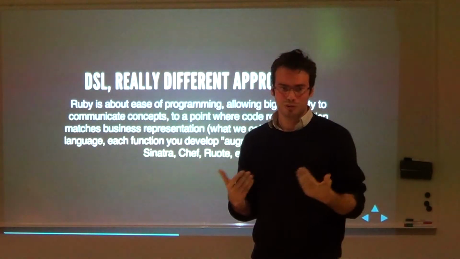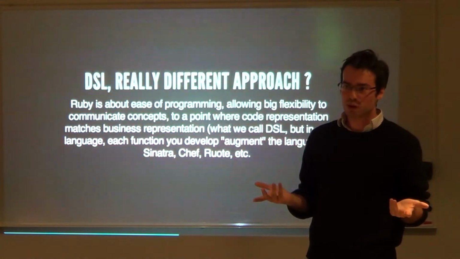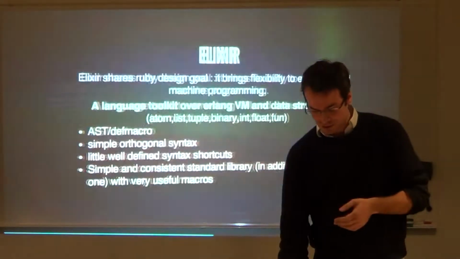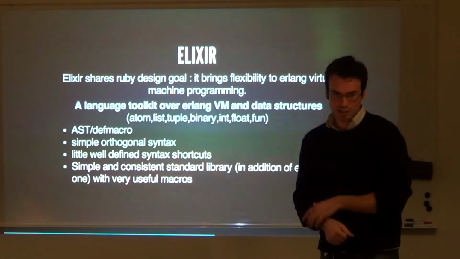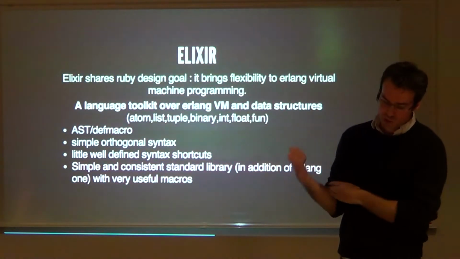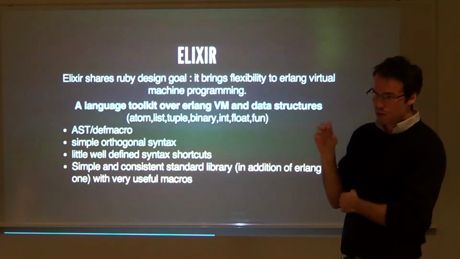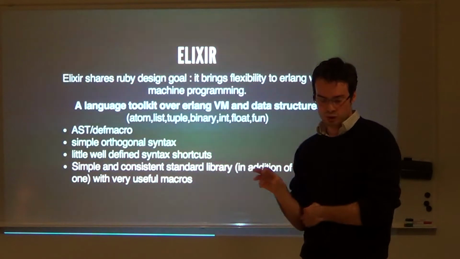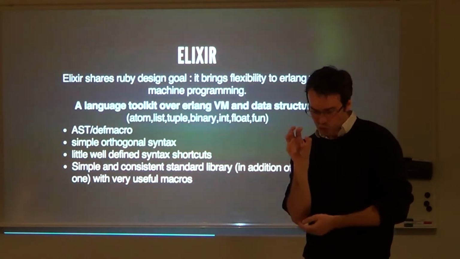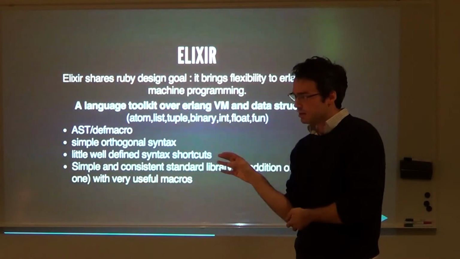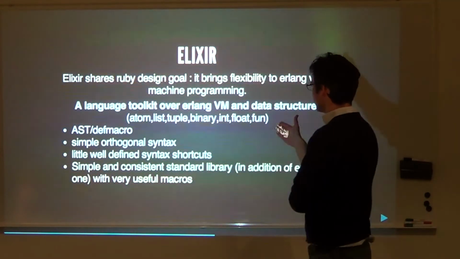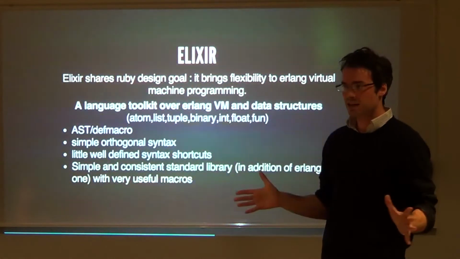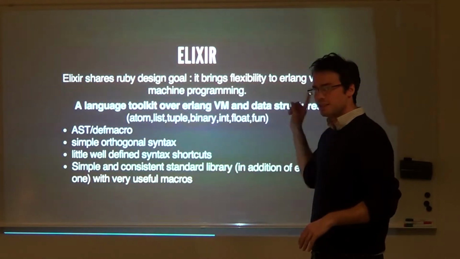Sometimes in front of you, you do not have an Erlang programmer, and you want to communicate your concept. That's why I think Elixir is good. Because Elixir shares Ruby's design goal, it brings flexibility to the Erlang virtual machine. It's a language toolkit over the Erlang VM. In Elixir, the data structures are the same as in Erlang: atom, list, tuple, binary, int, float, anonymous function, and that's it. It's exactly the same.